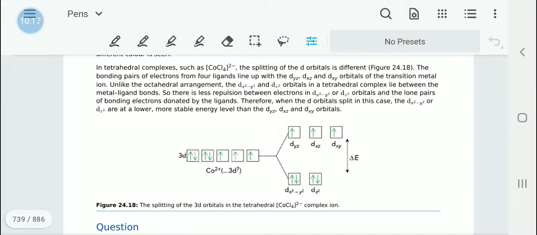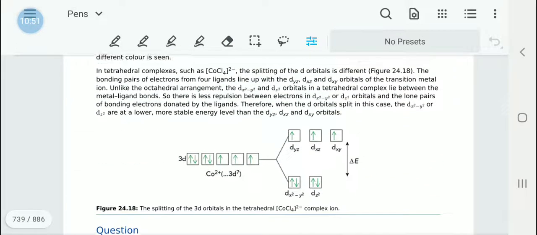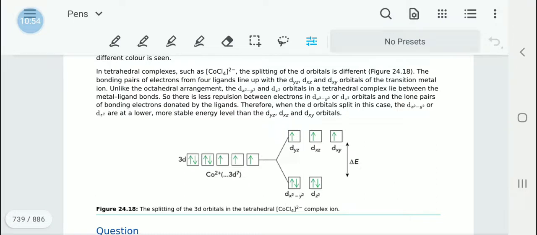So as a result, there would be less repulsion between electrons. Therefore, the energy difference between the d orbitals is going to be lower. And it is not very excited, as a result, a more stable energy level than the dxy, dyz, and dxz orbitals. If it is too complex, or if it is confusing for you, please let me know, then I will explain it further.